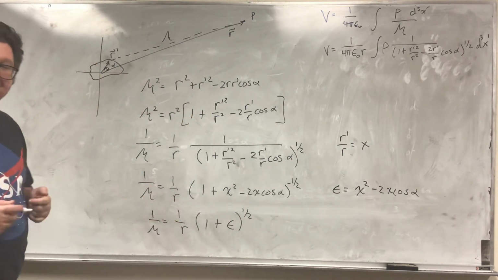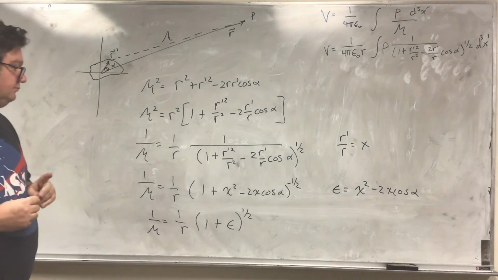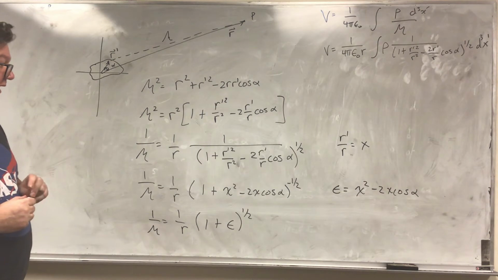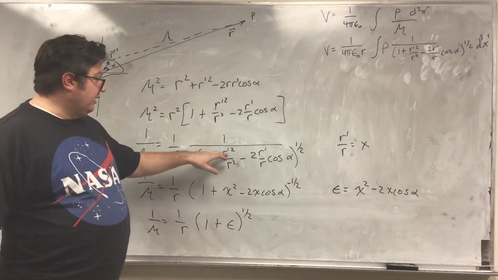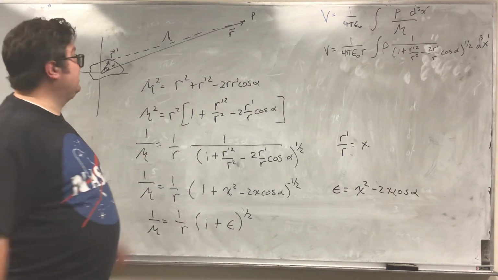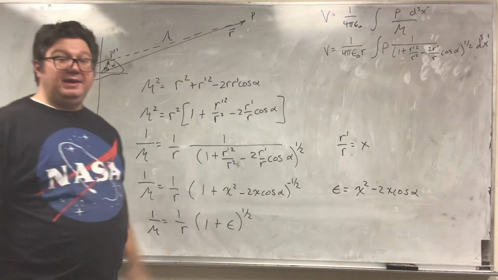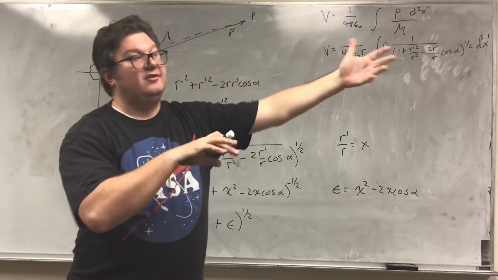We're going to expand that for epsilon near 0, because we're going to be in a situation where r prime over r is very small. Because r is at point P, and this is very far away. Again, we're looking at the train, so far away that it's only just one light.